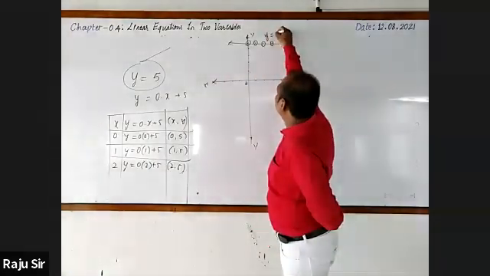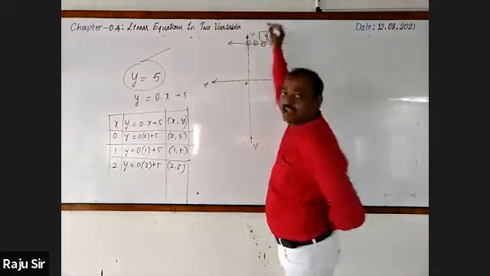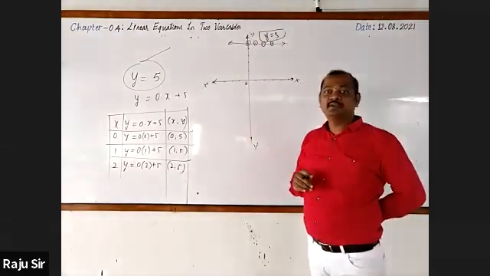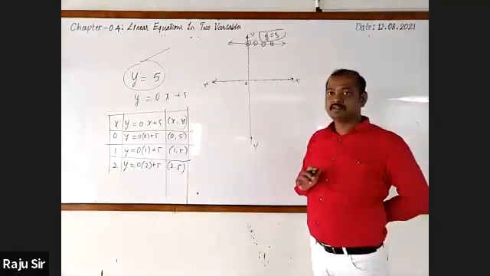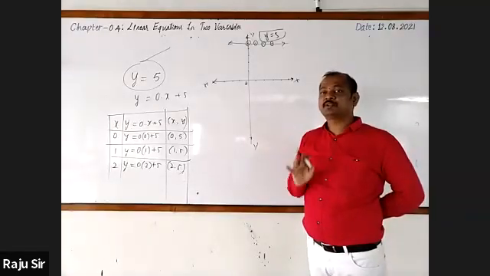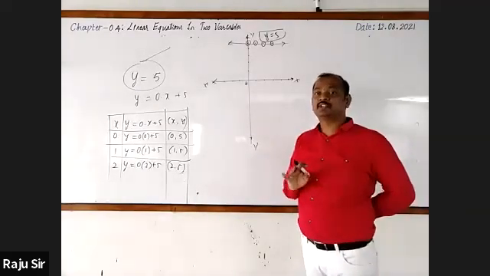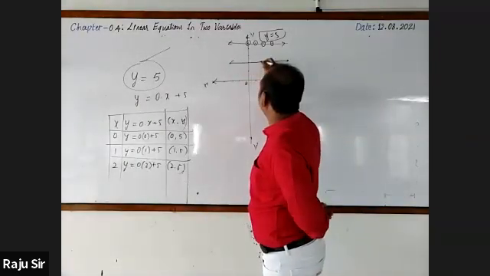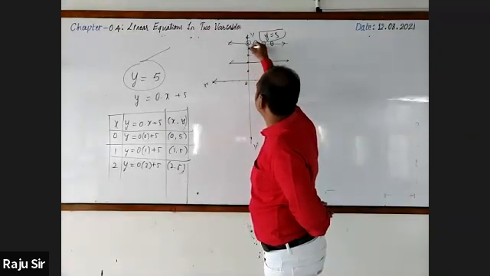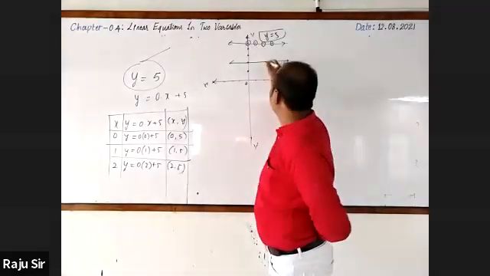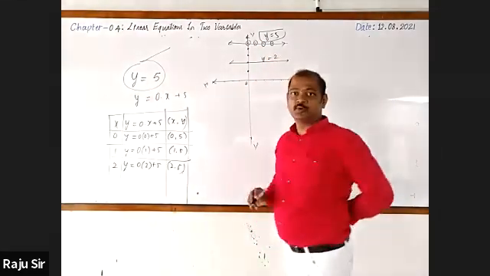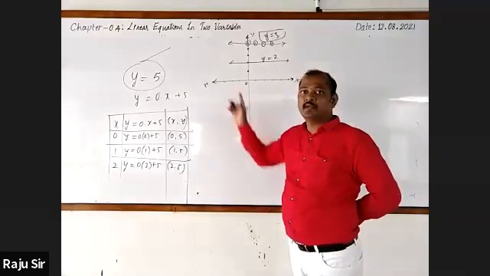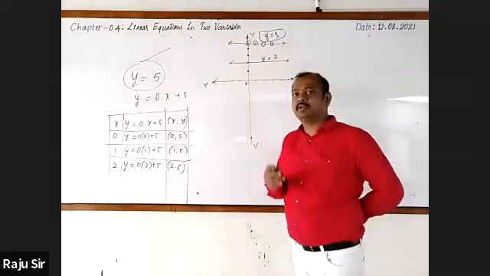This is the graph of the equation y equal to 5, right? Yes, sir. One simple question. This is the graph of which equation? Sir, y is equal to 2. Y equal to 2. Again, one more graph.